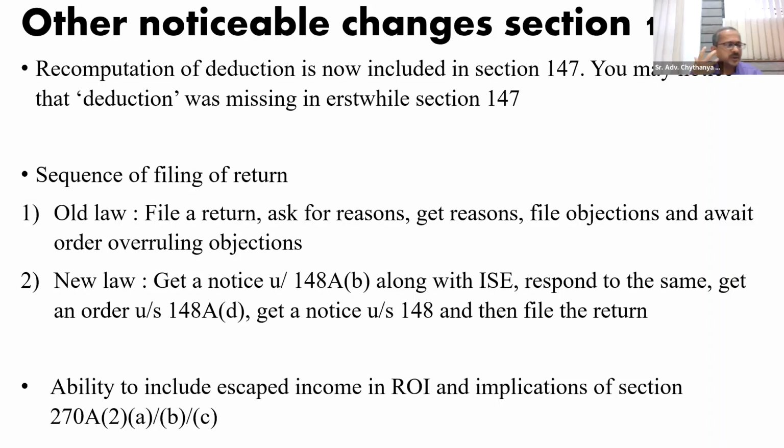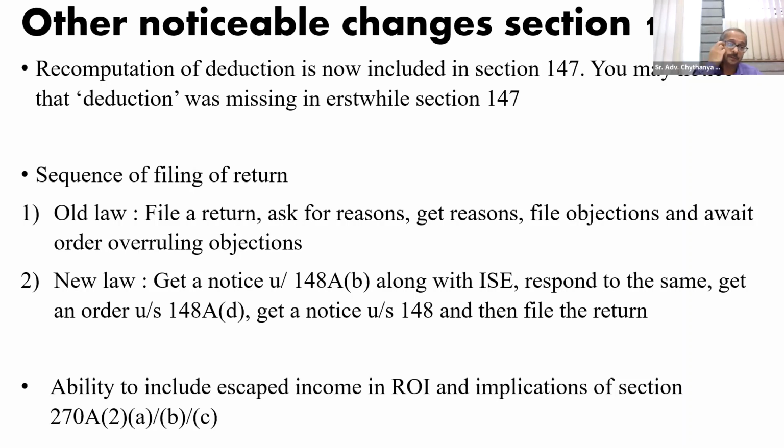So I tried to spend some time on whether the addition of deduction would make it more onerous on the taxpayer. But I found that if some deduction is recomputed, it is like assessing or reassessing such income. And therefore, we could only understand that the use of the word deduction is only as a measure of abundant caution. It is not that a wrongfully allowed deduction was never disturbed under the older regime. They happily disturbed it under the older regime as well.